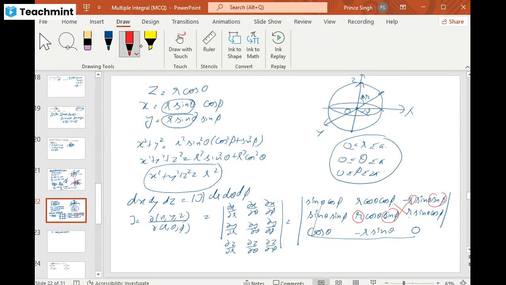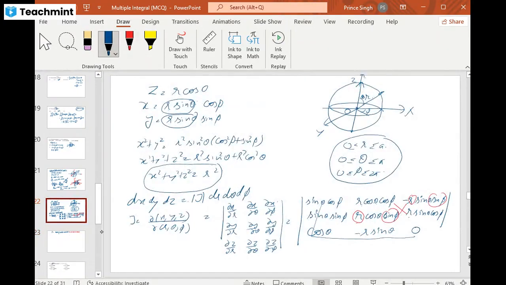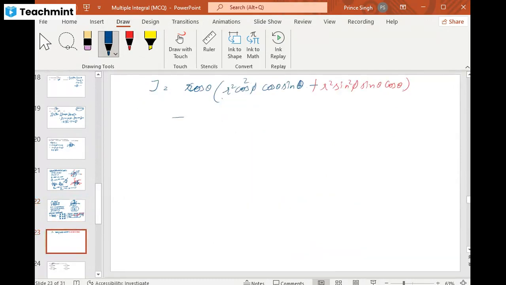Negative sign is one already there, so it is positive. So r square sin square phi into sin theta cos theta. Then we have a negative sign. So one negative sign is already there, so it is plus r sin theta times.